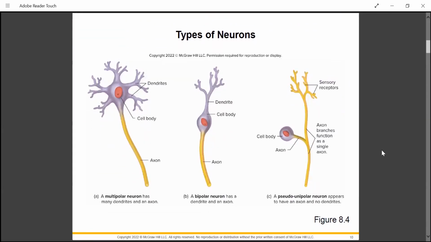We have a few different types of neurons. This multipolar neuron is probably the most common type. So we have multiple dendrites with one axon. A bipolar neuron just has one dendrite projection and one axon. And then we have a pseudo-unipolar neuron. This one we really don't talk about very often, but it has an axon that functions kind of like a dendrite. So it has a sensory portion of the axon, and this other half would be where it's sending its signal.